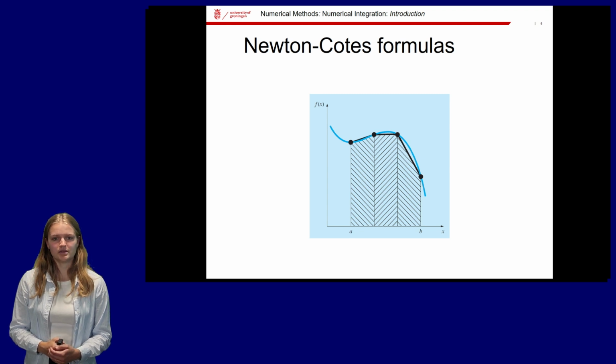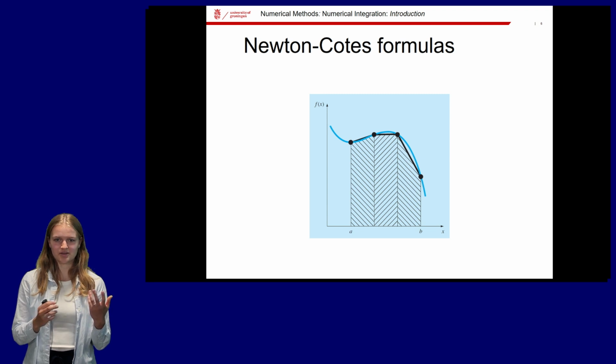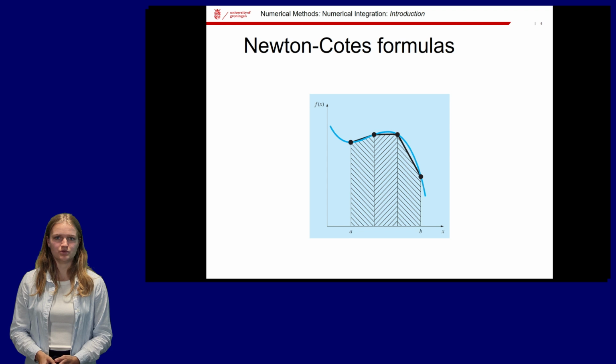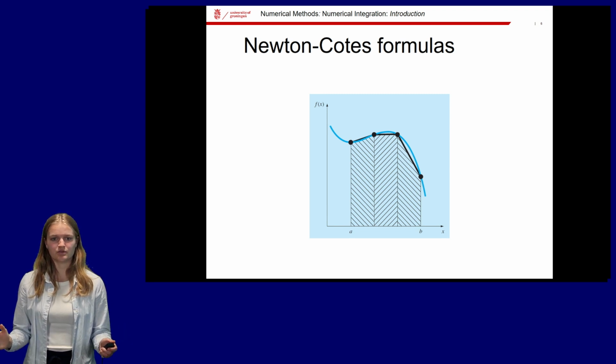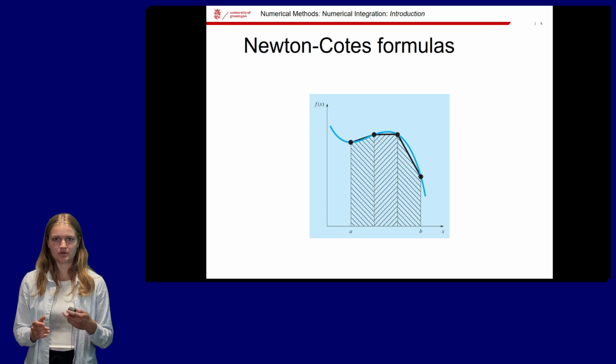So one way in which to approximate the actual integral more closely is to not just apply a Newton-Cotes formula just once, but to divide the whole interval into individual segments, and for each segment you'll approximate the function using a polynomial and calculate the area under this polynomial. And here this is done with straight lines.